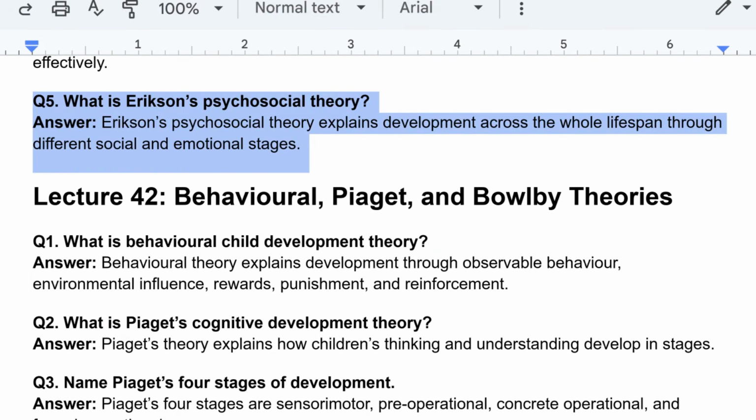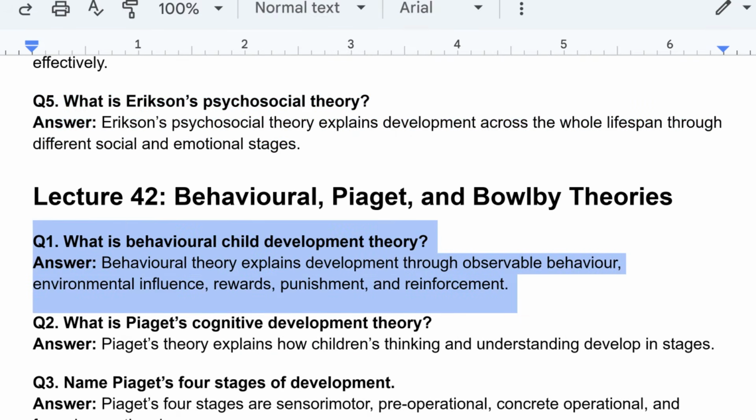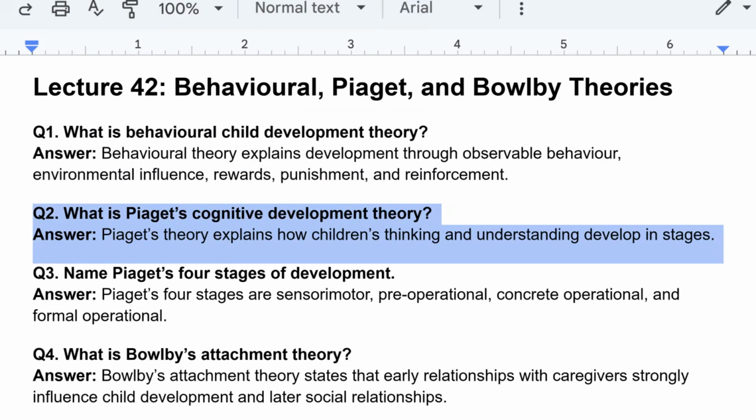What is behavioral child development theory? Behavioral theory explains development through observable behavior, environmental influence, rewards, punishment, and reinforcement. What is Piaget's cognitive development theory? Piaget's theory explains how children's thinking and understanding develop in stages.